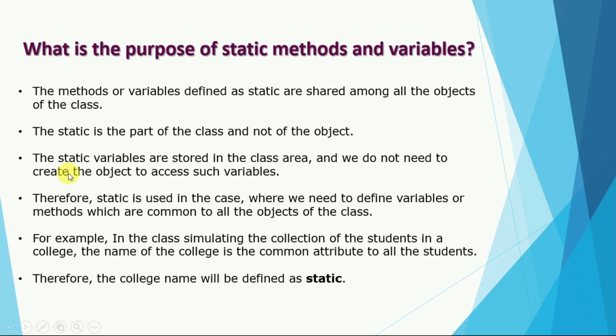So static variables are always stored in the class area, and we don't need to create an object to access such variables. Therefore static is used where we need to define variables or methods which are common to all the objects of a class. Let's take an example. In a class simulating the collection of students in a college, the name of the college is a common attribute to all the students. Therefore the college name will be defined as static. One-time allocation and one-time declaration. We don't need to declare it again and again because the college name is the same for all students, so we can use static members.